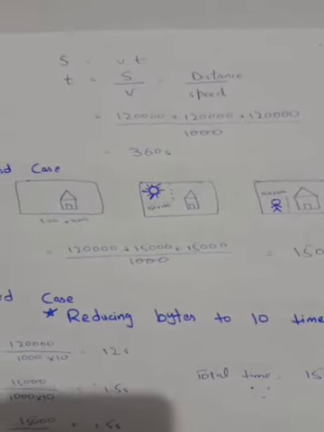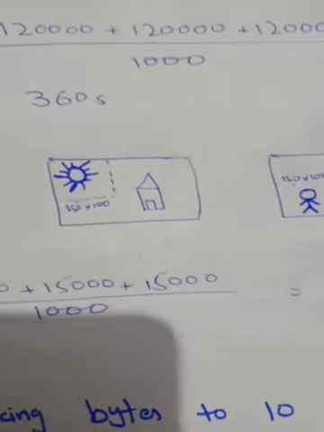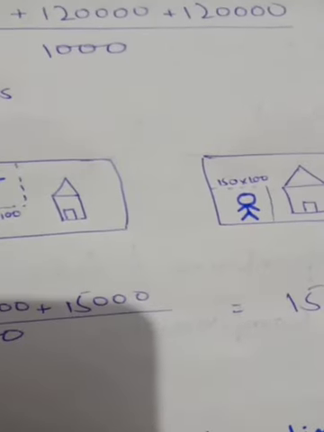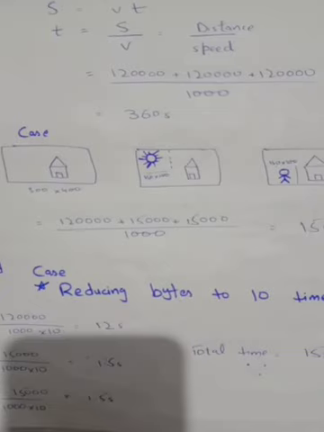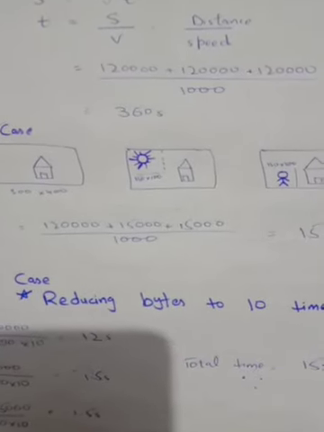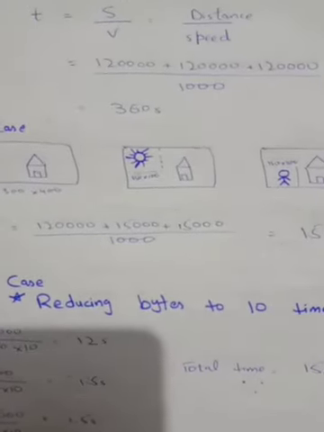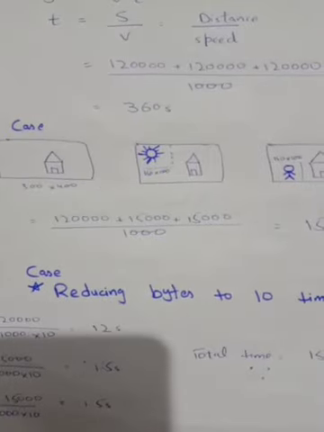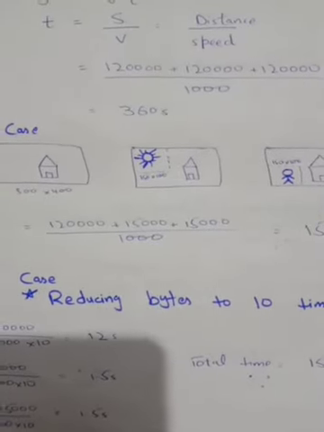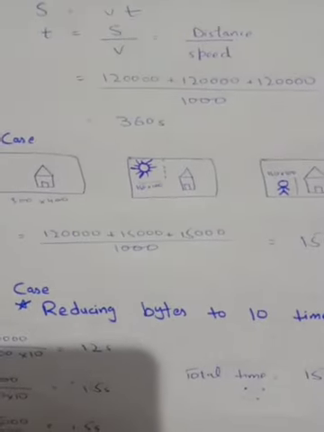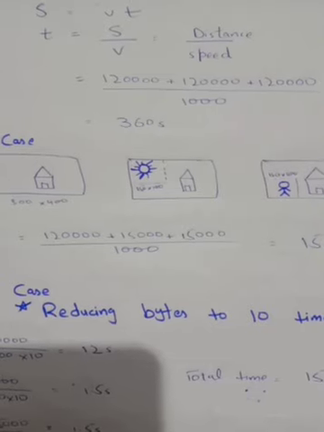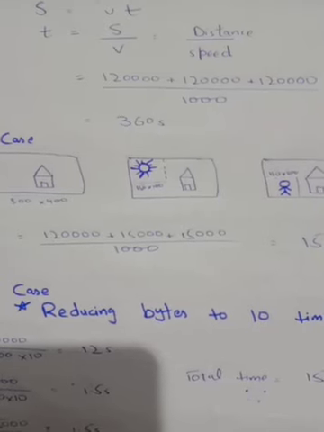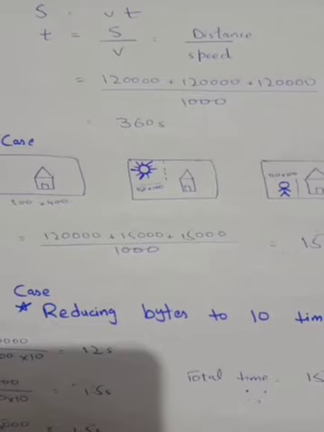We get 360 seconds. In the next two images, we have a sun and a person standing, and because of the sun and the man, the resolutions have changed. So instead of sending the whole image again, using a compression technique, we can send just a portion of it by using delta modulation. So the frame size becomes 1,20,000 plus 15,000 plus 15,000, divided by the data rate, which is 10,000.